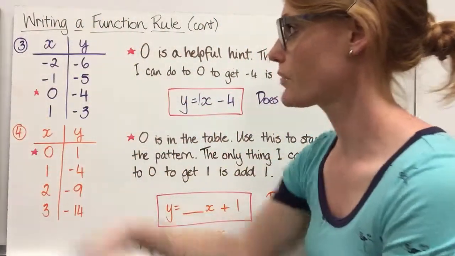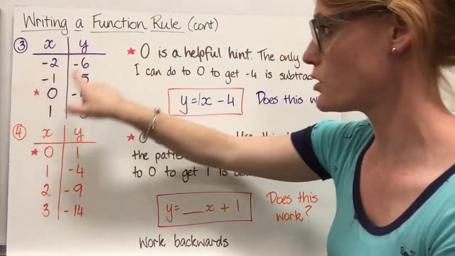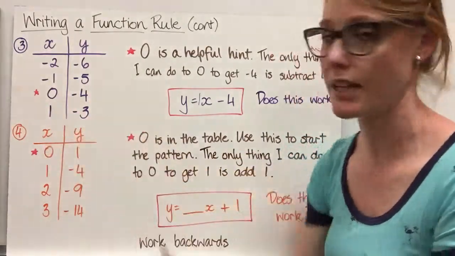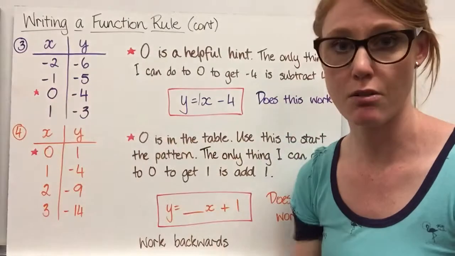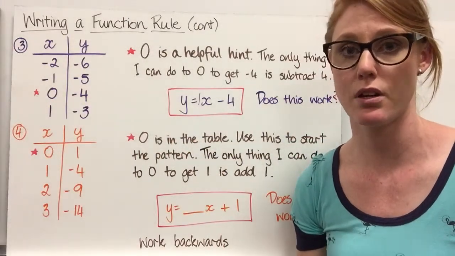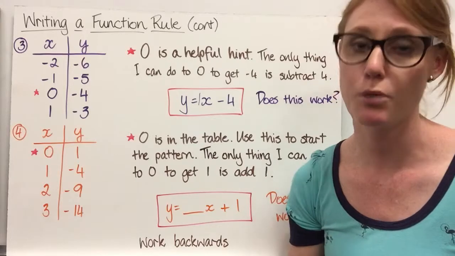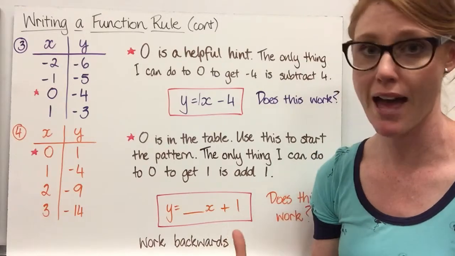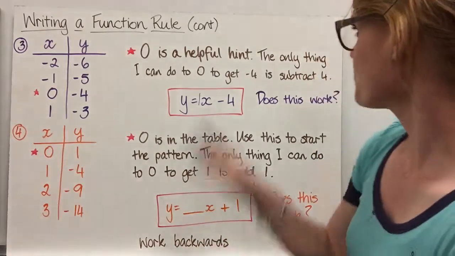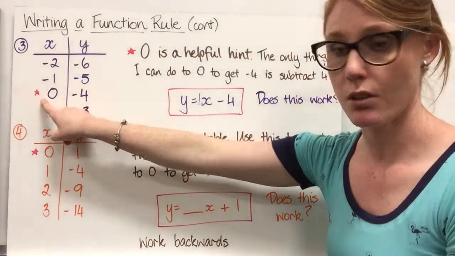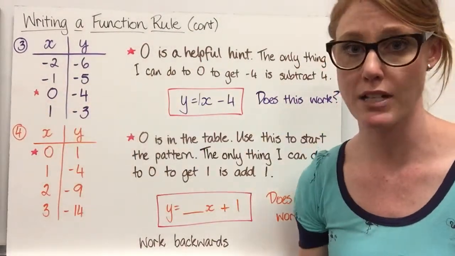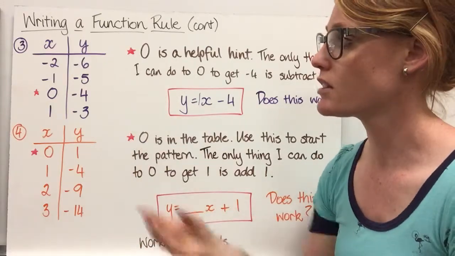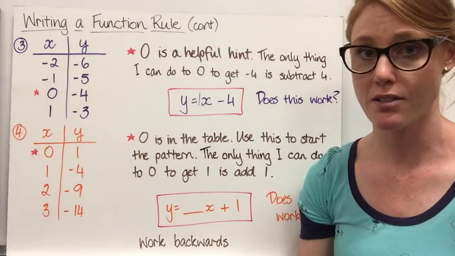The third example, my x values and y values, I have -2, -6, -1, -5, 0, -4, 1, and -3. And I've highlighted this 0 because remember at the beginning our key concept was when x equals 0, the y value becomes the constant in the function rule. And that's really helpful for finding our function rule and the pattern that is our function rule. So the only thing that I can do to 0 to get -4 is subtract 4. I can't multiply 0 by anything to get -4.